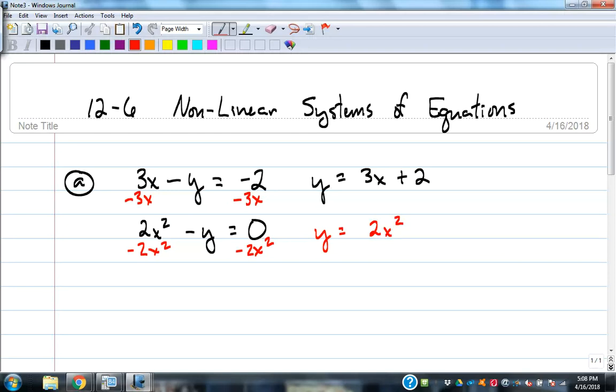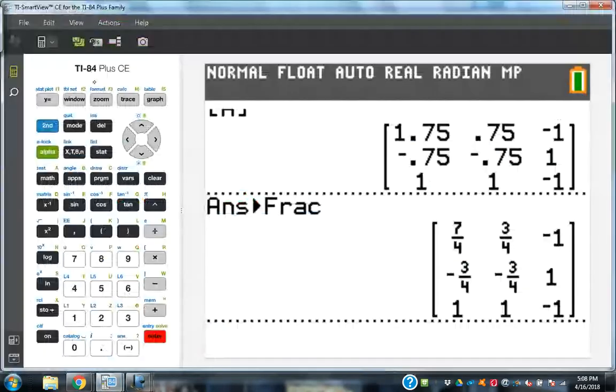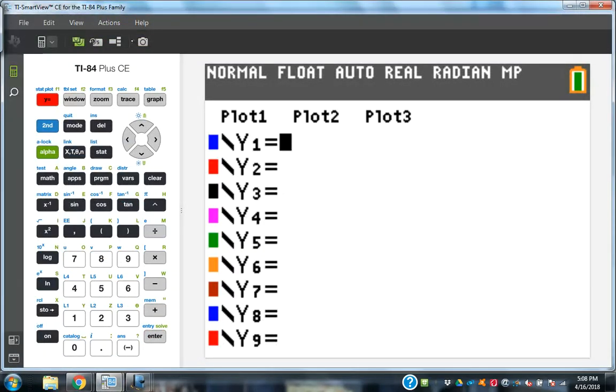I'm going to graph both of those on my calculator. We'll go to y equals. Make sure in your y equals menu that you don't have any of your plots on. If one of those plots is darkened in, then you need to press the up arrow, get to that plot, and hit enter to turn it off. Make sure your plots are turned off. And then put in those equations.